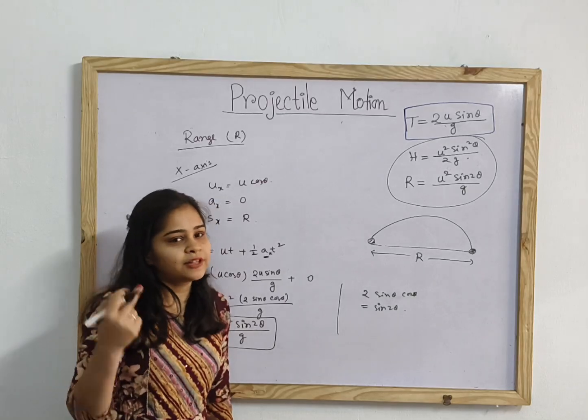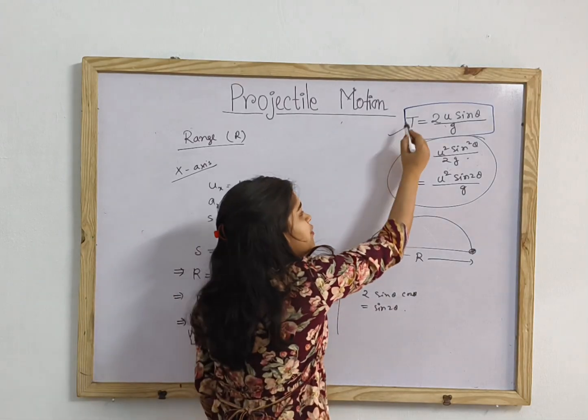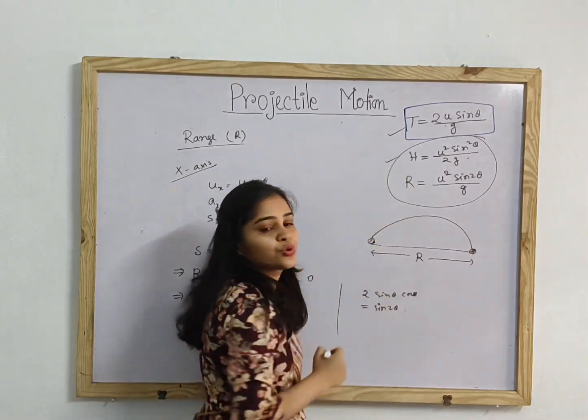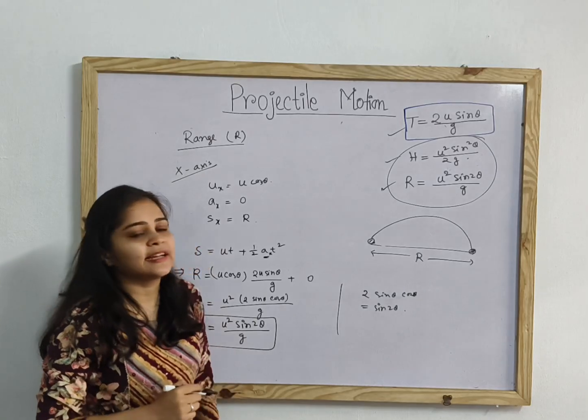So first of all, what is the formula for the time of flight? 2u sine theta by g. What is the formula for maximum height? This is u square sine square theta by 2g. And what is the formula for the range? u square sine 2 theta by g.